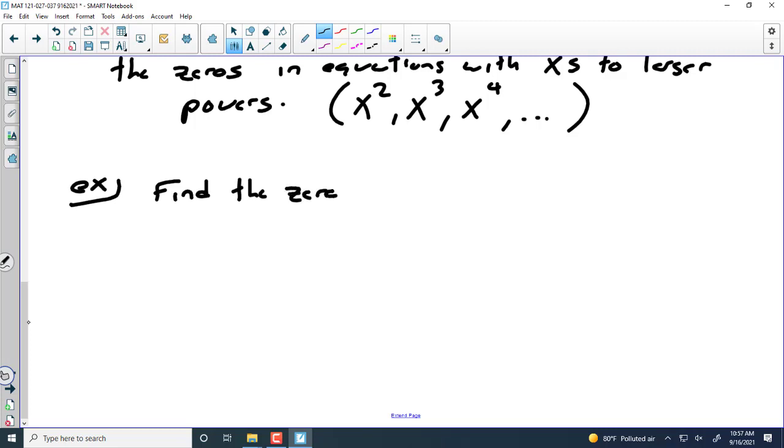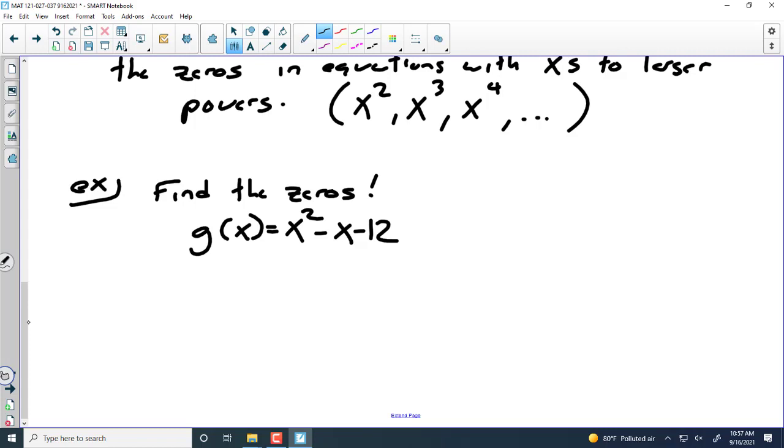Find the zeros. Find the zeros of that equation. That would be something that's a bit more tricky. It's not as easy in this one to just add the 20 to both sides and divide both sides by 4. This is a trickier problem to find the zeros.